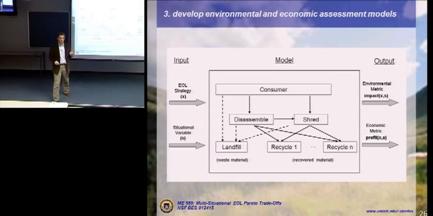What's the economic impact of a strategy amidst a given situational variable? It's not just the strategy; the strategy depends on the situational variable. So what we're trying to show here is how we get the environmental metric and the economic metric out from an end-of-life strategy coming in with a corresponding set of situational variables. The model will cover the disassembly, the shredding, the recycling, the landfill, all the components. Recovered material goes over to the right, waste materials over here on the left. So this is step 3.